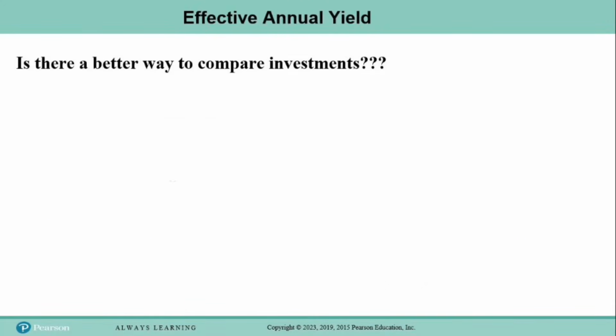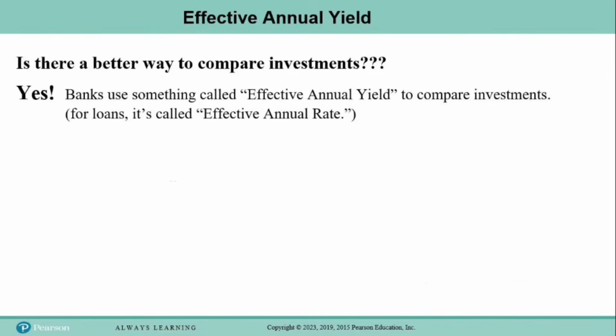So the question becomes, is there a better way to compare investments? Or do we have to do two big long calculations every time like we did on the last slide? Well, the answer is yes, there is a better way to compare investments. And it's something that banks call effective annual yield. If you're making an investment, it's called effective annual yield. If you're taking out a loan, they call it effective annual rate. But it's just two different terms for the same thing, depending on whether you're doing the investing or the borrowing.